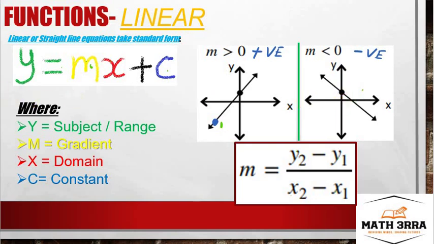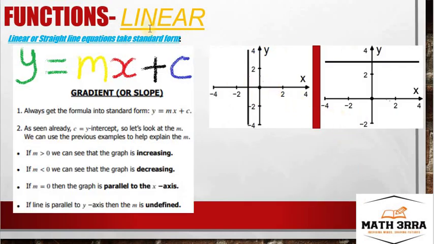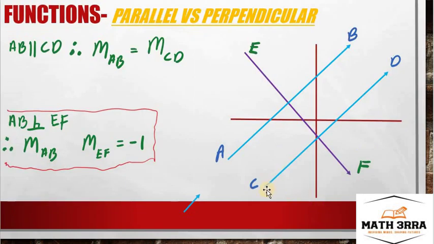I did also say that when our line is vertical, meaning our line is parallel to the y-axis, the gradient is undefined, meaning the gradient of the y-axis itself is undefined. I did also mention that when the line is parallel to the x-axis, the gradient is equivalent to 0, meaning the gradient of the x-axis itself is equivalent to what? To 0.